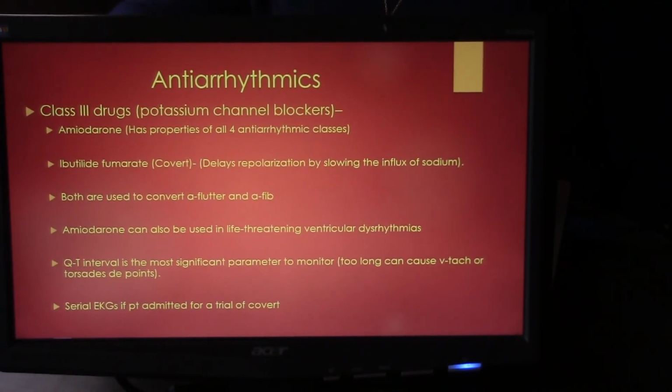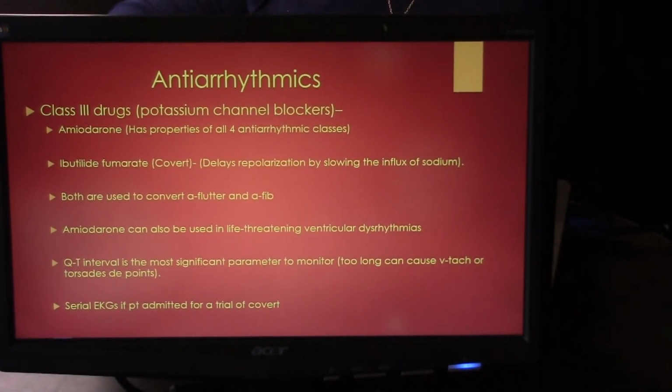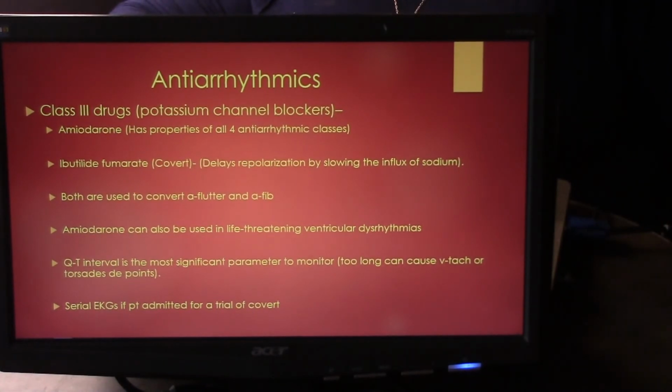Amiodarone can also be used in life-threatening ventricular dysrhythmias, as well as those with frequent PVCs that cause hemodynamic compromise. But know this, amiodarone, even at smaller doses, can cause pulmonary fibrosis and liver failure, and oftentimes patients are limited to a 6-month period on this particular drug.